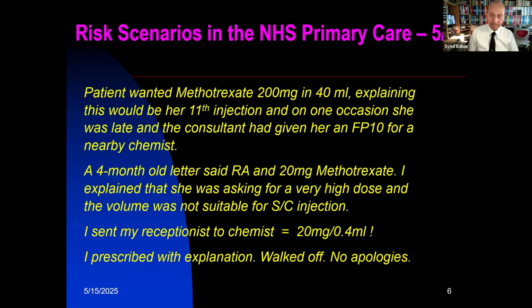no avail. Then I sent a receptionist over to the community pharmacist where she had had her hospital prescription dispensed on one occasion. They sent in a label of dispensing, confirming that they had dispensed her with 20 milligram methotrexate in 0.4 ml solution.